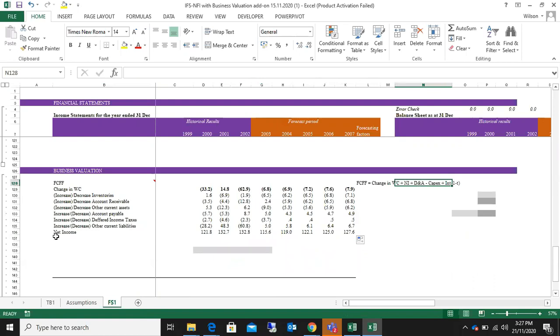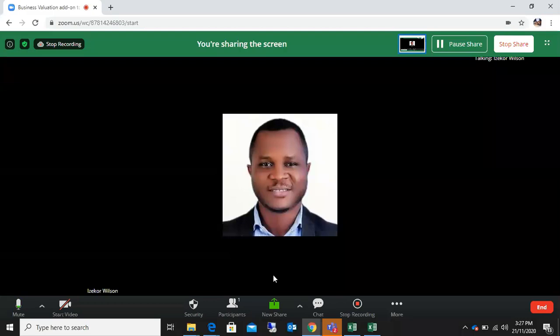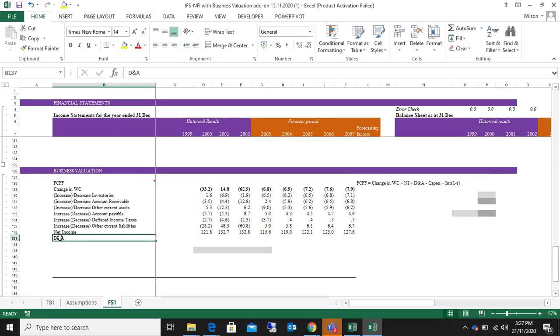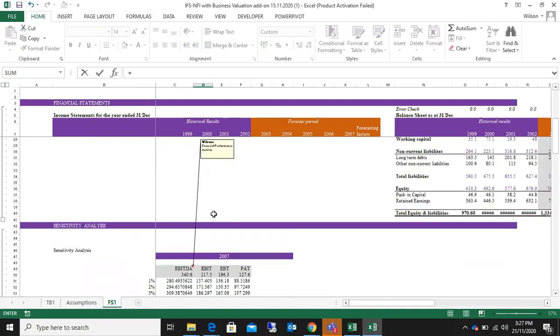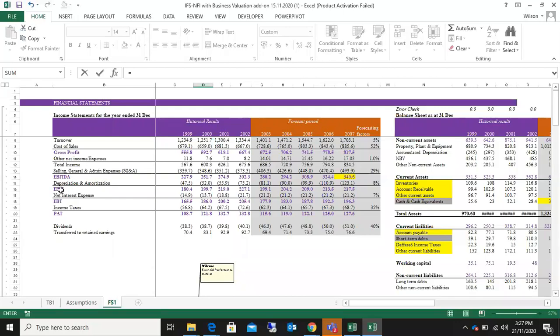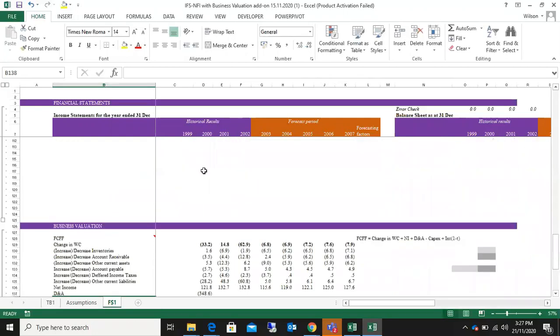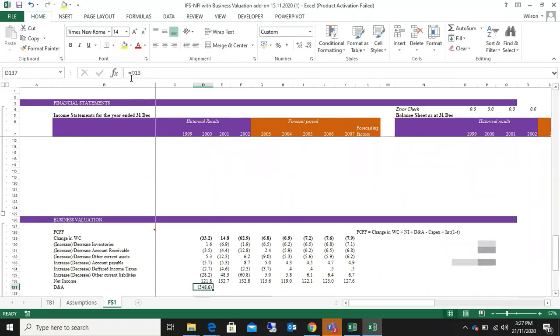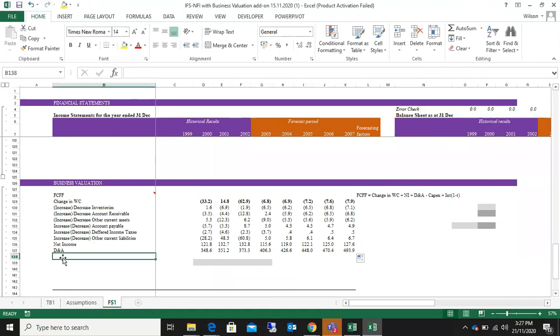So we have our depreciation and amortization. Okay, so we have our depreciation and amortization. Of course, depreciation and amortization, we have to go and pick that as well in our income statement. So depreciation and amortization is going to be picked in the income statement. Now remember, we are adding back depreciation and amortization, so we can have negative effect of this to add back. So the next is our capex.